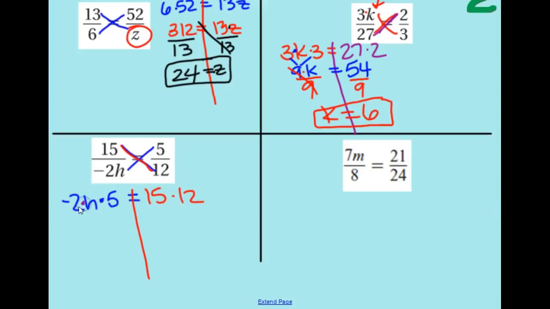Cross multiplying, this is multiplied really, so negative 2 times 5 is negative 10h. On this side, 15 times 12 should give me 180. All I did was plug that in my calculator. And then that's multiplied, so the opposite would be divide by negative 10. We have h equals, I know this is going to be a negative, 180 divided by negative 10 should give us a nice number, just 18.